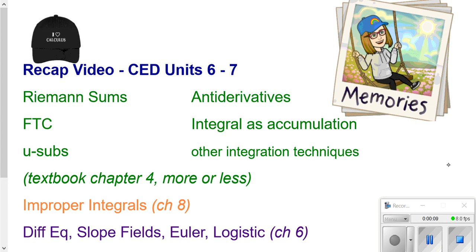Recap video over Unit 6 and 7 as defined by the College Board numbering, which for us was roughly all of Chapter 4, most of Chapter 6, at least the parts of Chapter 6 that we did, and a little dabble into Chapter 8, where we did improper integrals and also some of the other integration techniques, which were technically in Chapter 8. All right, so hopefully this will bring about a lot of good math memories for you.